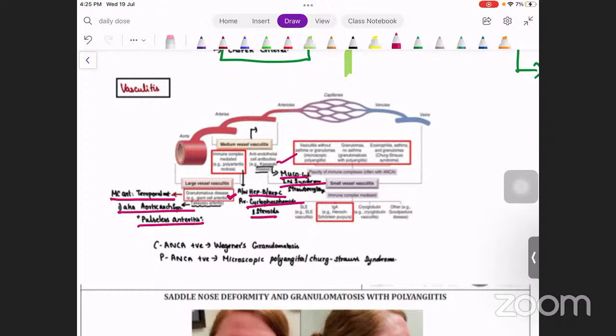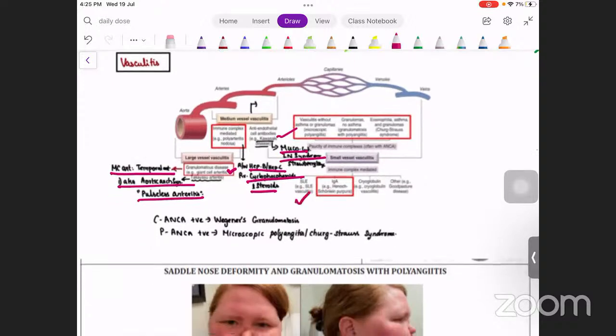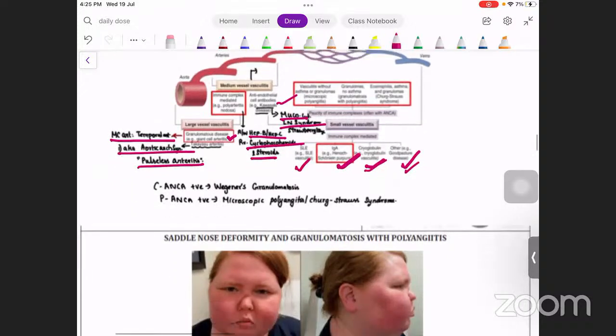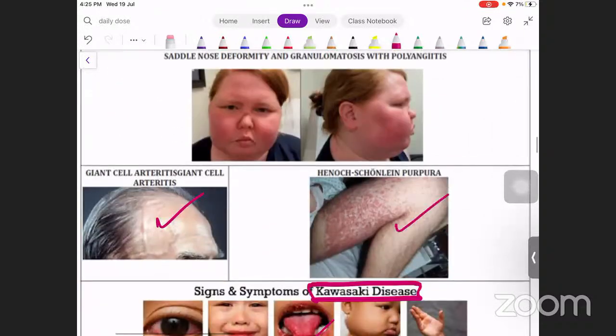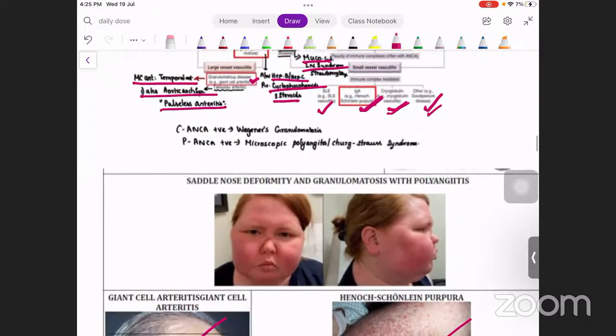Speaking about small vessel vasculitis, we have SLE, HSP, cryoglobulin vasculitis, and Goodpasture disease. SLE vasculitis and cryoglobulin vasculitis we have already discussed. The only one we are going to talk about is Henoch-Schonlein purpura. This is an HSP image-based question. Apart from that, in granulomatosis with polyangiitis you may see the saddle nose deformity. This is an image-based question that may be asked.